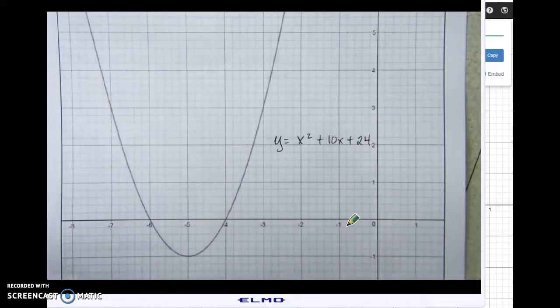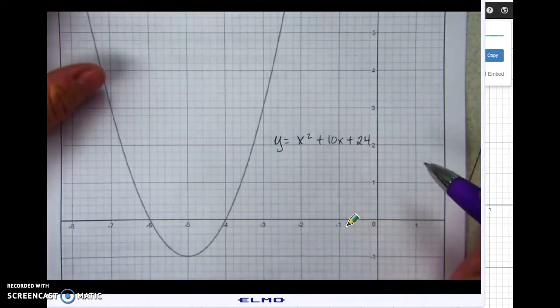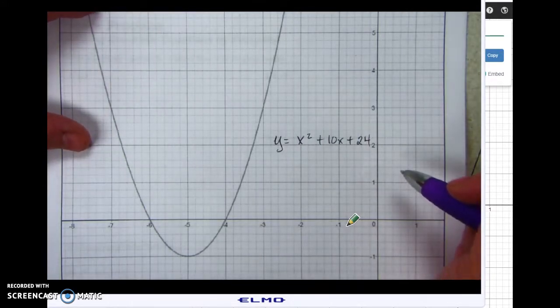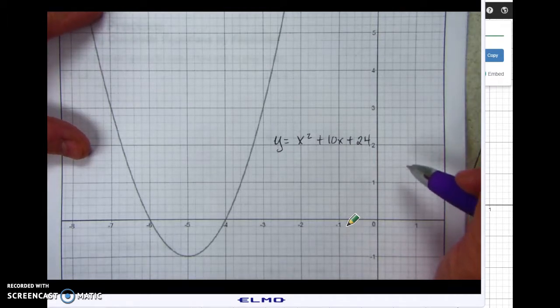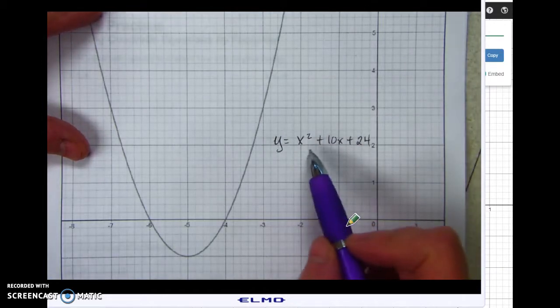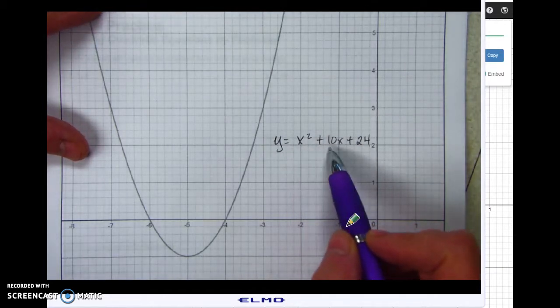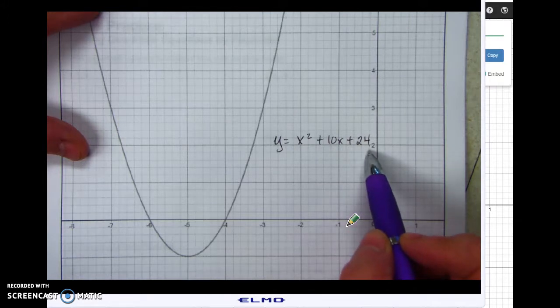Good morning. Okay, what we're going to be talking about today is more factoring and then solving for x after we have factored. We've done this before, but I'm going to give you a quick reminder of what it's all about. We have this equation: y equals x squared plus 10x plus 24.